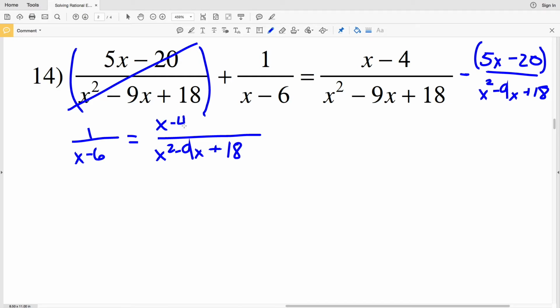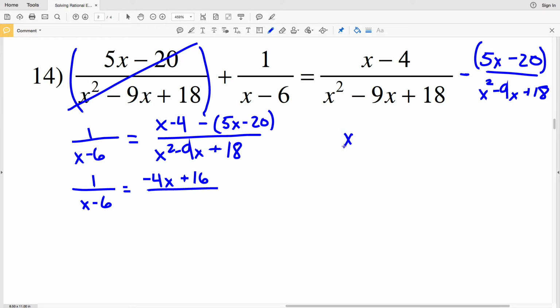So x minus 4 minus 5x minus 20. So 1 over x minus 6, and then I'm going to distribute that negative. So x minus 5x is going to be negative 4x, and negative 4 minus a negative 20 is going to be negative 4 plus 20, which will be a positive 16. So negative 4x plus 16 all over x squared minus 9x plus 18.